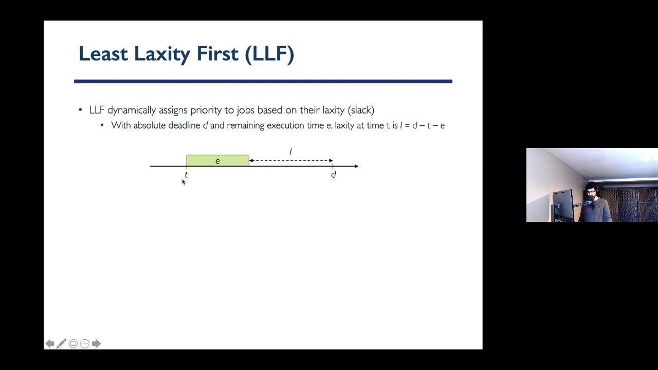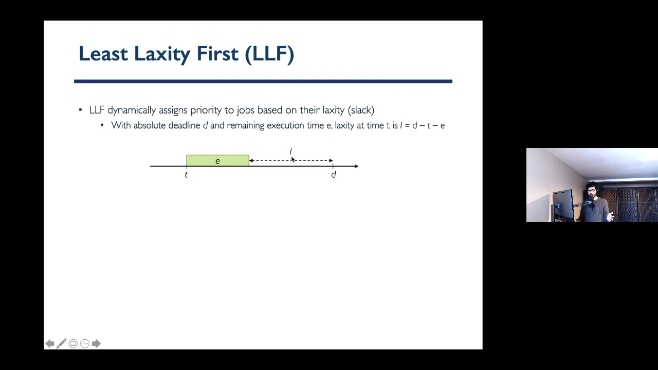Let's say if I were to run my task right now at time t, it would take e time units, and then it would finish at t plus e. Now from t plus e until d, this is the slack. If you think about this a little bit carefully, the more slack there is, the more flexibility I have. It basically means that this is how much time I have to schedule my task or my job, right?